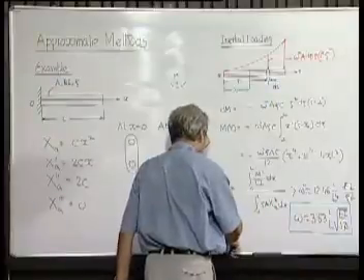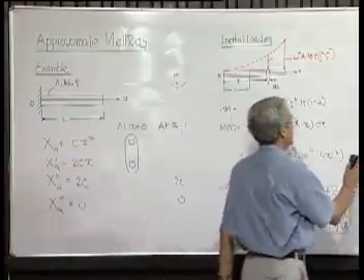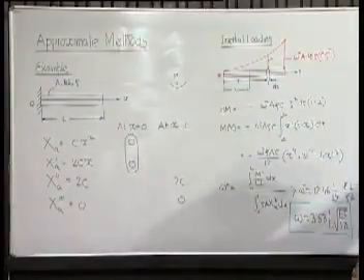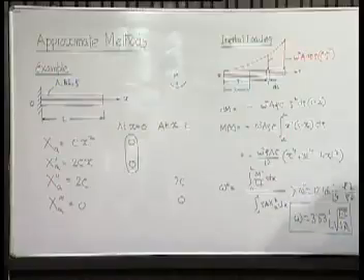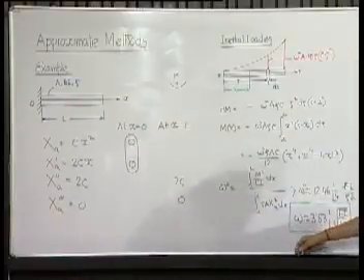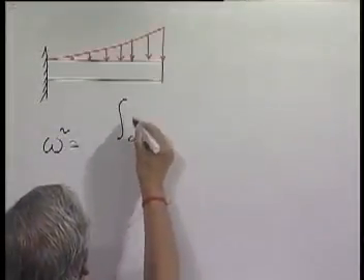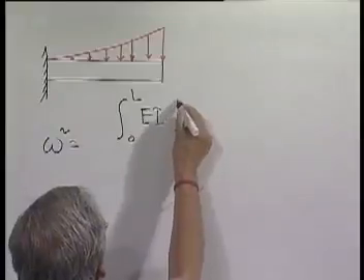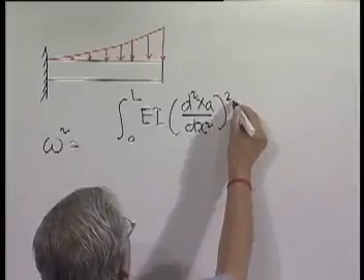Now if we try to find out with the same displacement function x a, just following Rayleigh's method, just by Rayleigh's method if we take, then what do we get? Omega square is simply integral from 0 to L of EI, d2 x a by dx square, whole square.